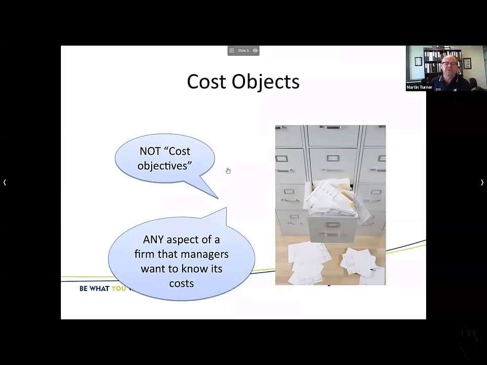So cost objects. Cost objects are not cost objectives. There's a few people who call them cost objectives. I'm never quite sure why. Cost objects, and it's any aspect of a business, any aspect. It could be a product, but it can also be a process within the business. It could be a customer. It could be an item of plant and equipment. It could be anything. Any aspect of a firm that managers want to know its costs.